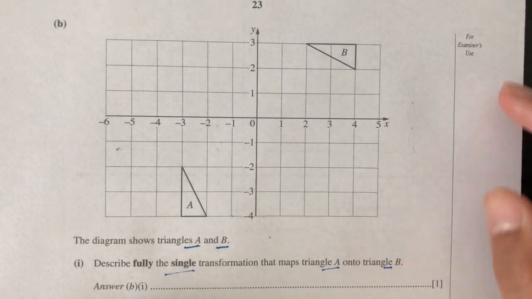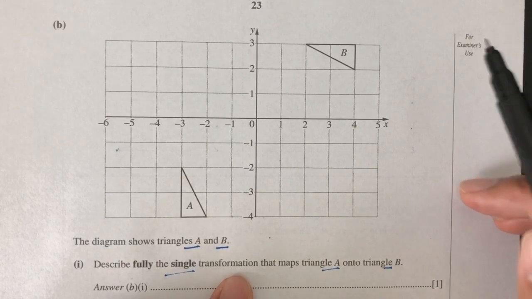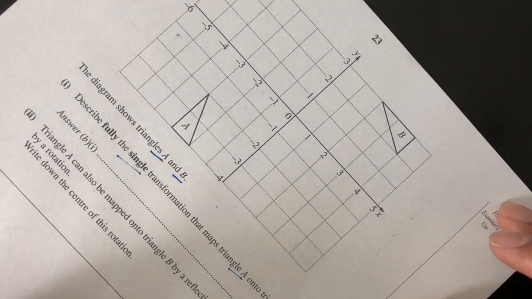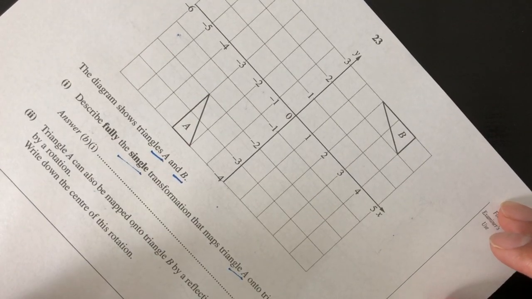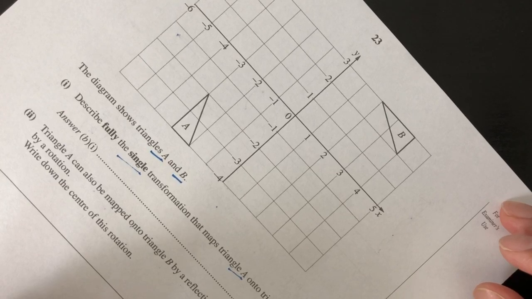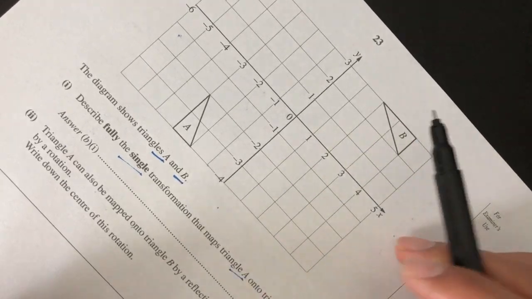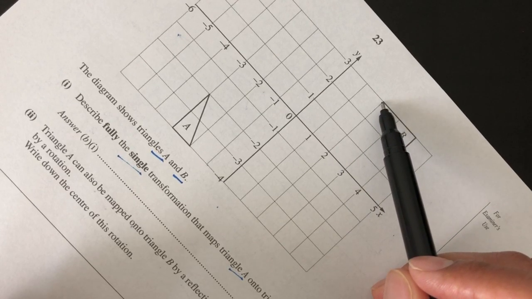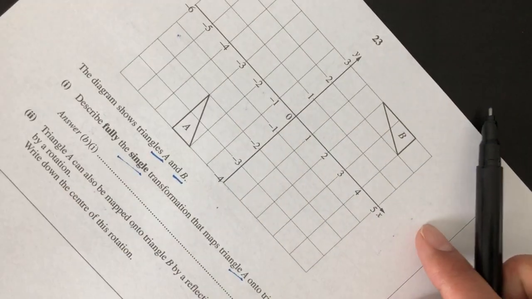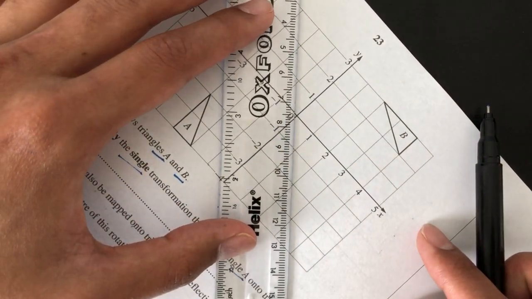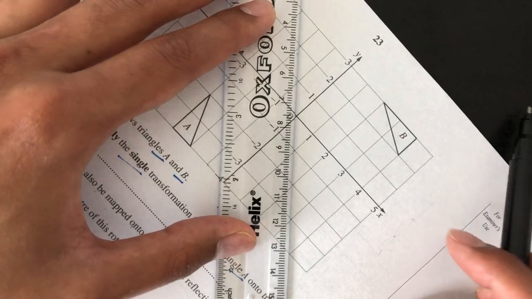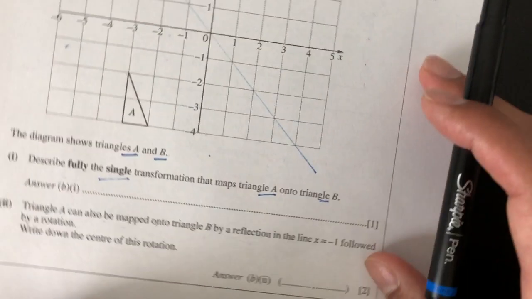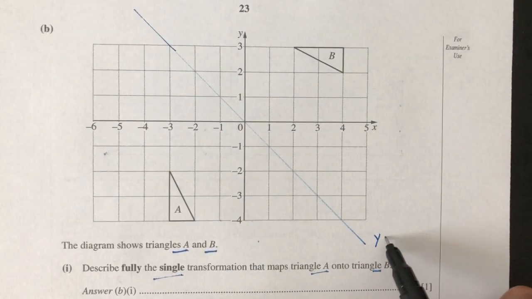From experience, you can have a look at whether it is a rotation or a reflection. So let's draw this line just to verify whether it is a reflection or not. This will be our line. This is the line y equals minus x.